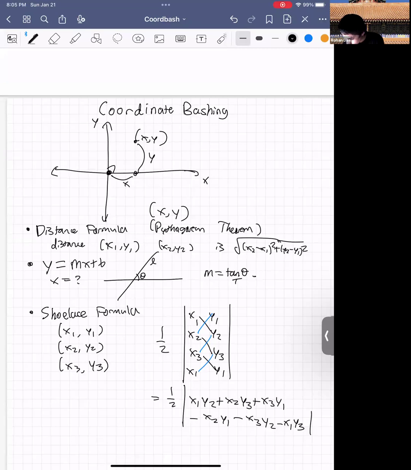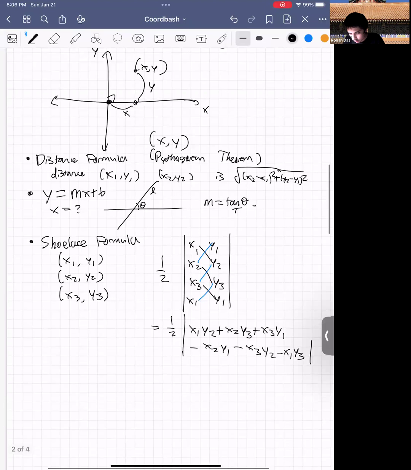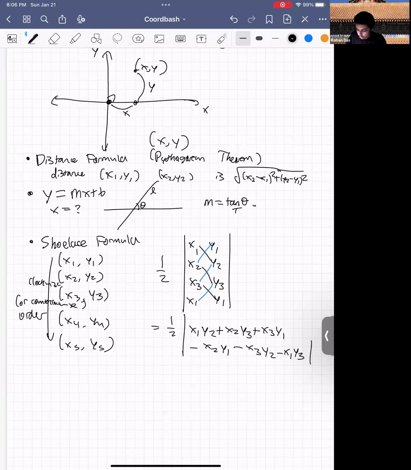You can also generalize this to more points, but it very rarely comes up, and even if it does, you can do it by just splitting into several triangles. But how you generalize it is, if you have more points, let's say (x4, y4), (x5, y5), we have to ensure that these are in either clockwise or counterclockwise order. Then we do the same thing as before, where we list all of these points and then add x1, y1 at the bottom.